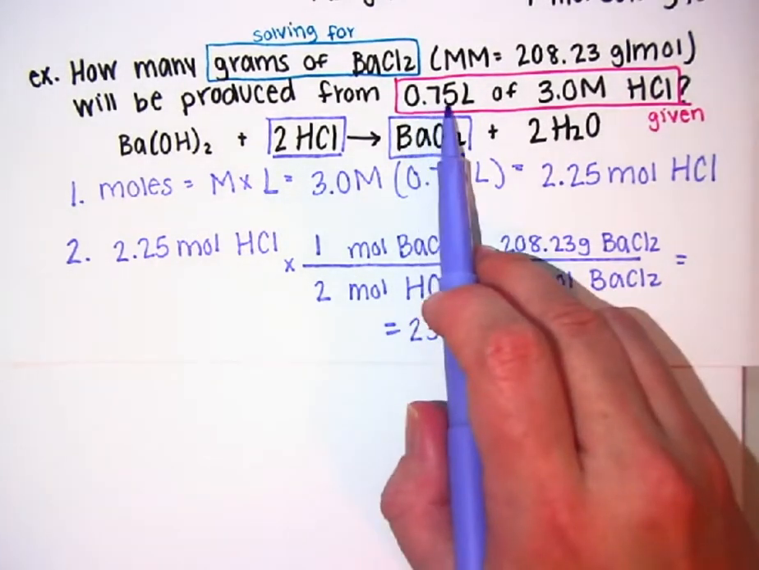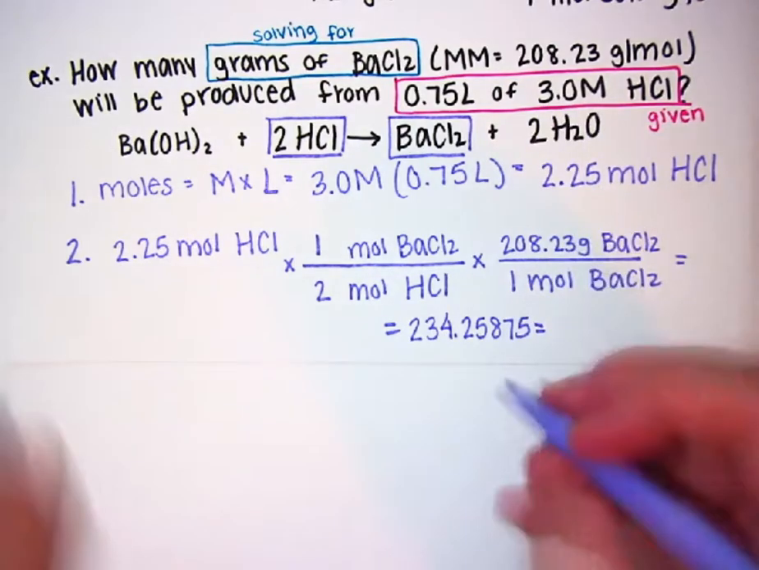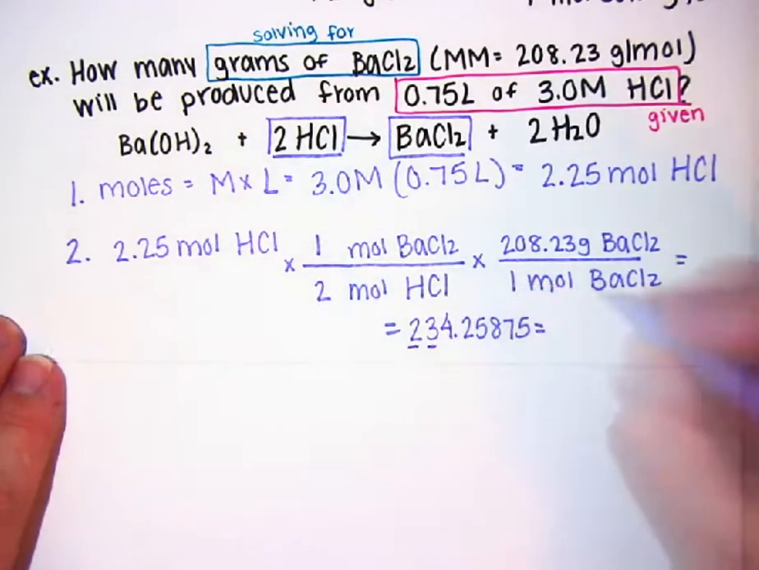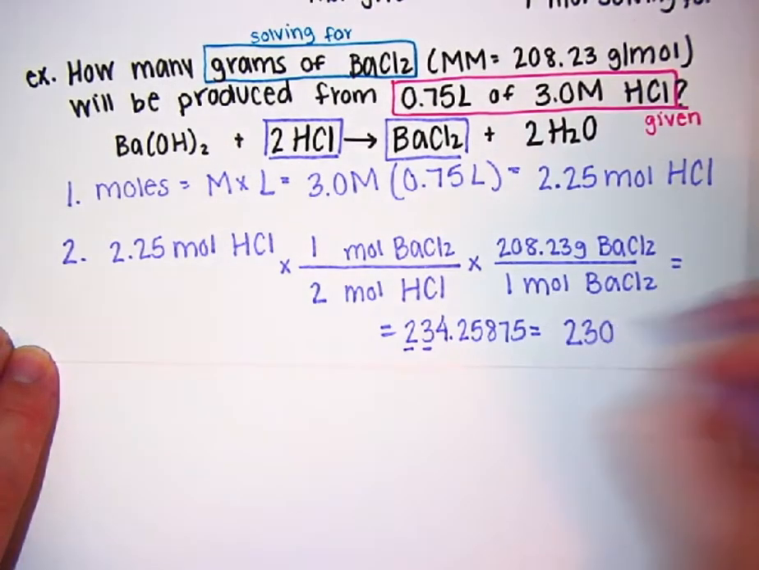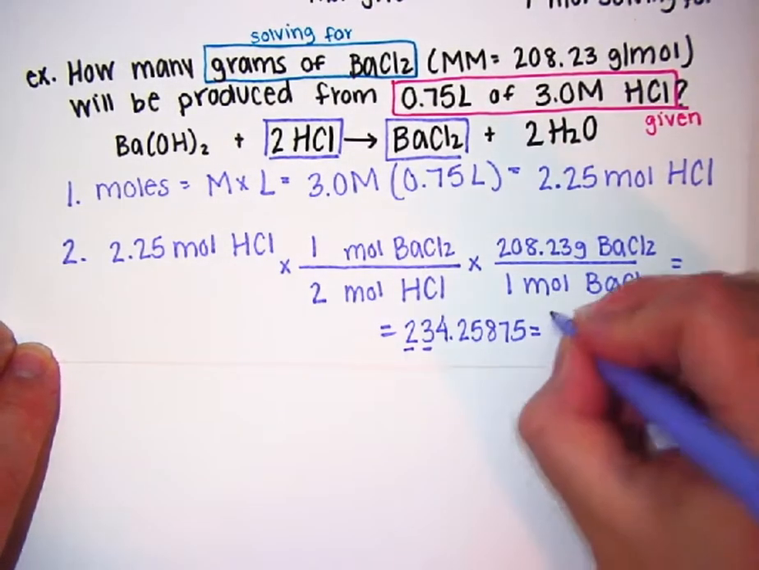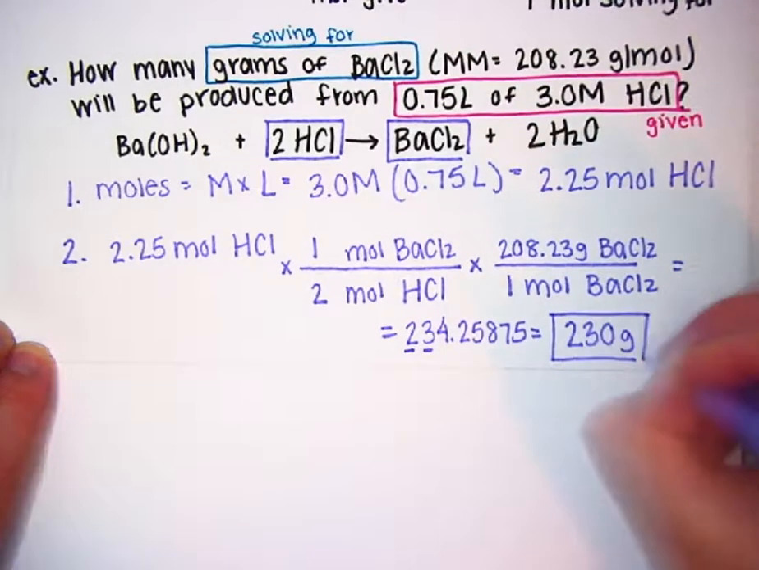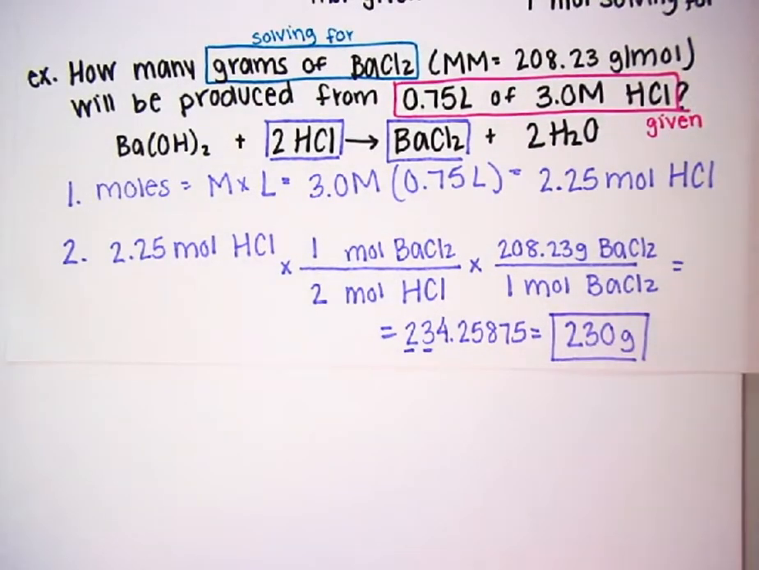0.75 has two significant figures. 3.0 has two significant figures. So my answer could only have two significant figures. So final answer, 230 grams.